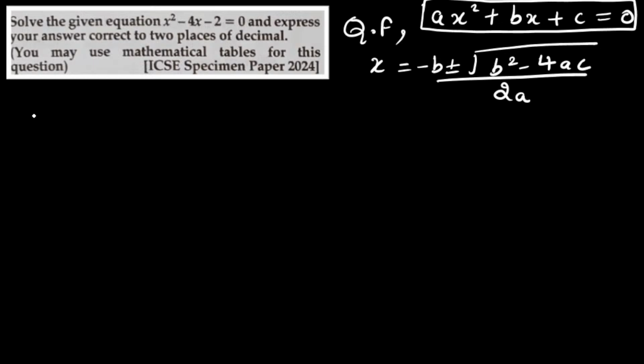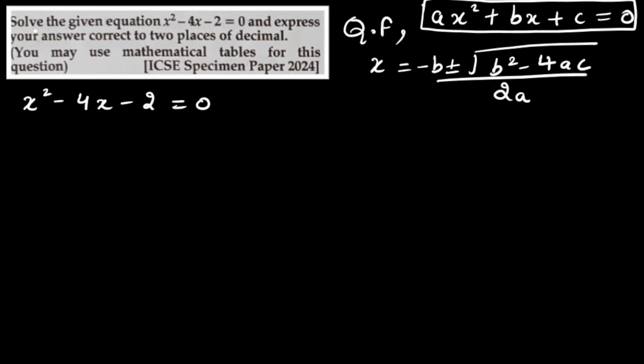So let's start. The first question is x square minus 4x minus 2 equals 0. We have to solve this equation and express our answer correct to two places of decimal. Okay, so let's start.